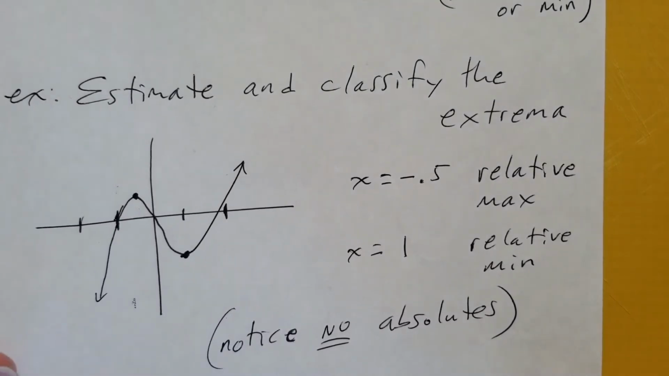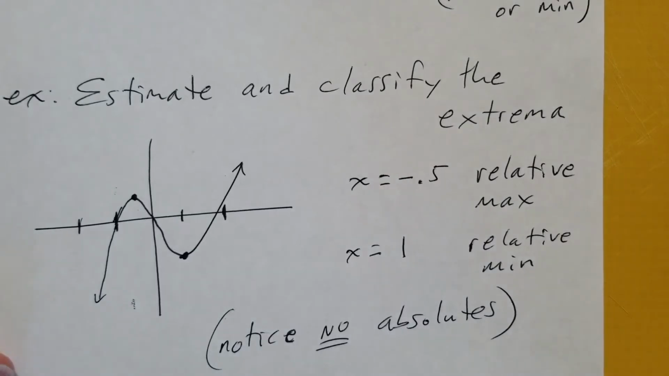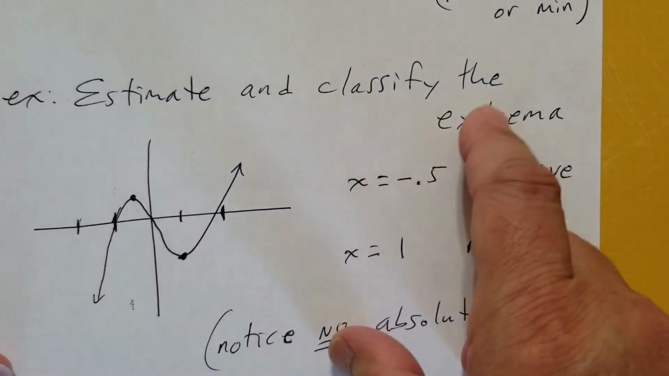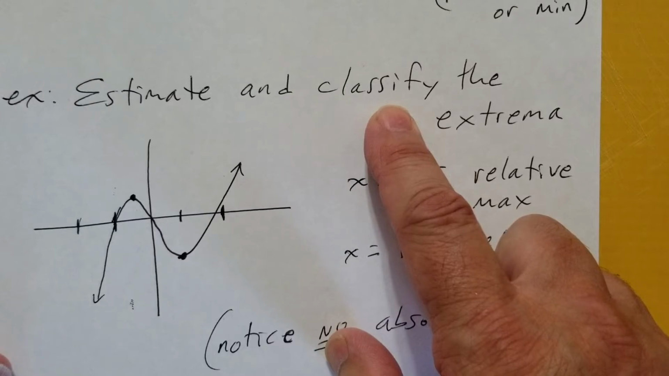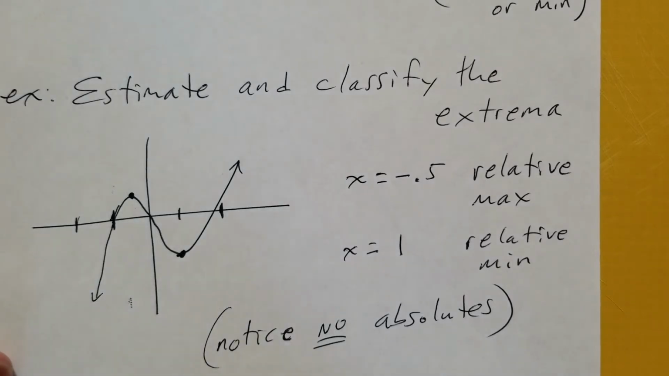If you have a graph, you can just look. Now here, in this example, we're asked to estimate and classify. Classify, I mean, what's it called? What type of change of behavior? What type of extrema is it? Okay?